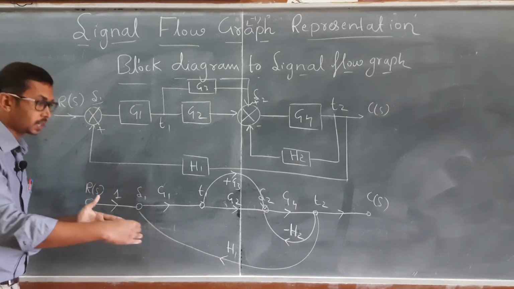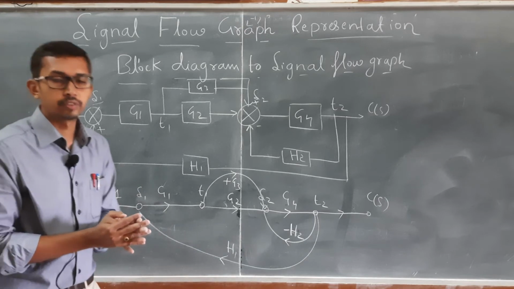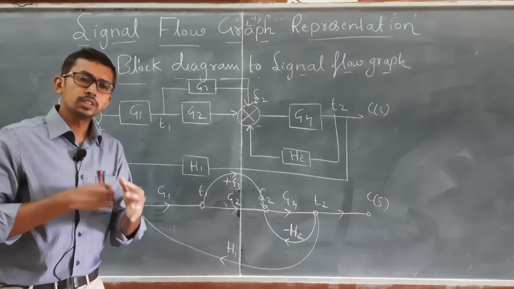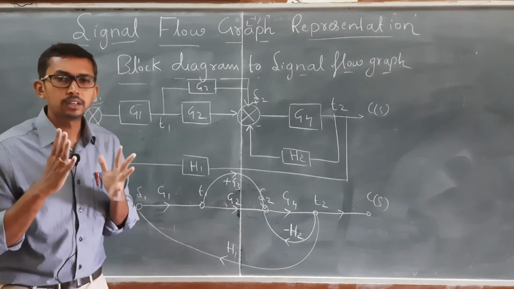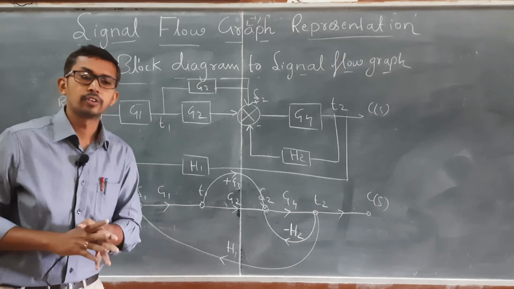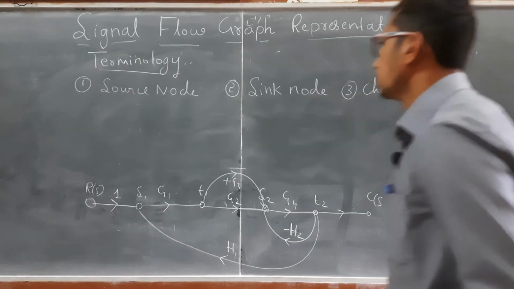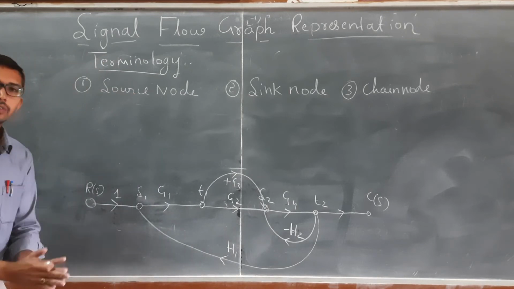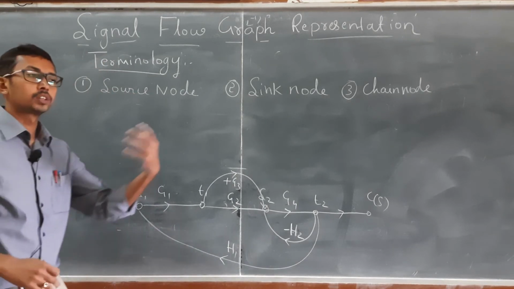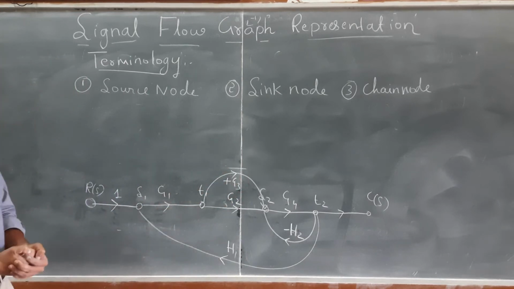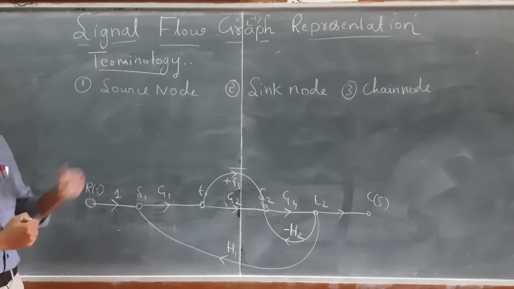Next, there are different steps to find the transfer function of a given system. This is about another problem. So now let us discuss the terminologies we are going to use in the signal flow graph representation, which are required for us to go for the further steps to solve the various problems.